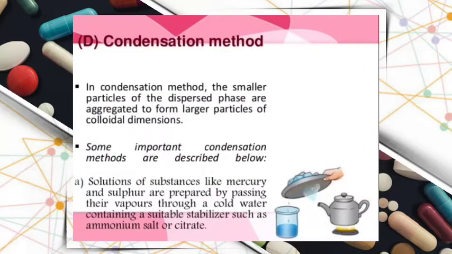The fourth is the condensation method. In the condensation method, the smaller particles of the dispersed phase are aggregated to form larger particles of colloidal dimension. Some important condensation methods are described below. First, sols of substances like mercury and sulfur are prepared by passing their vapor through cold water containing a suitable stabilizer such as ammonium salt or citrate.